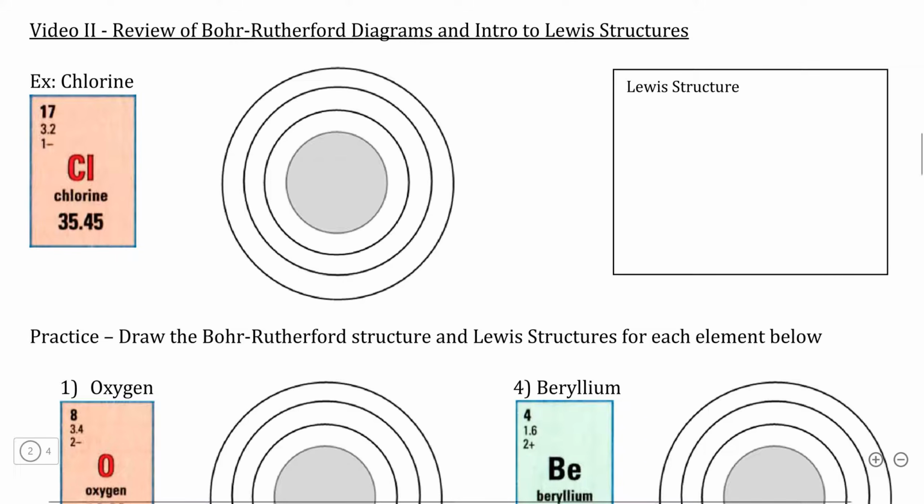Now that you've had a chance to review how to use the periodic table, it's time to do an in-depth review of how to draw Bohr-Rutherford diagrams to represent atoms, and in this video we're going to be using chlorine as our sample element, although this procedure works with pretty much every other element.